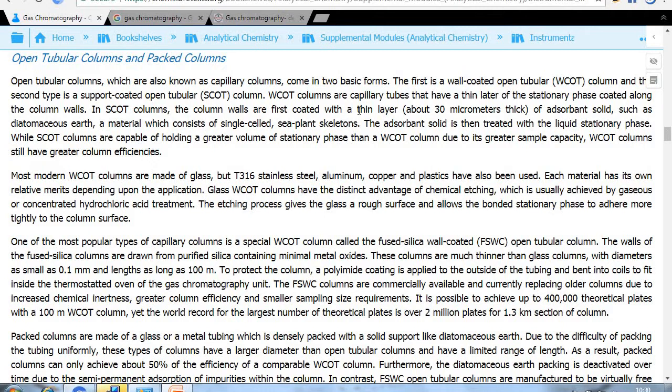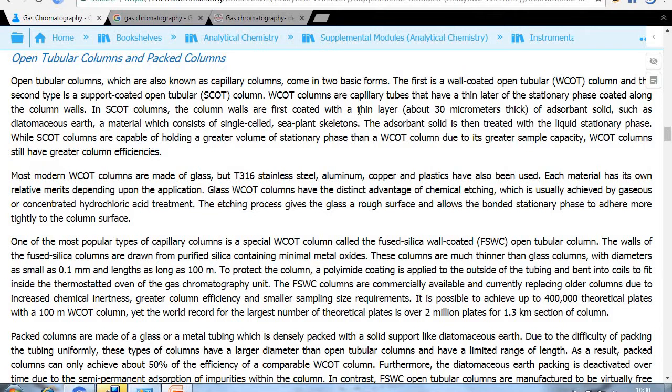Okay, and the support coated columns, you have the column which is coated with some adsorbent solid. This could be diatomaceous earth or any other plant skeletons. All these materials will be coated on the column. Another important type of capillary column is the fused silica wall coated column. Here the columns will be coated with purified silica.